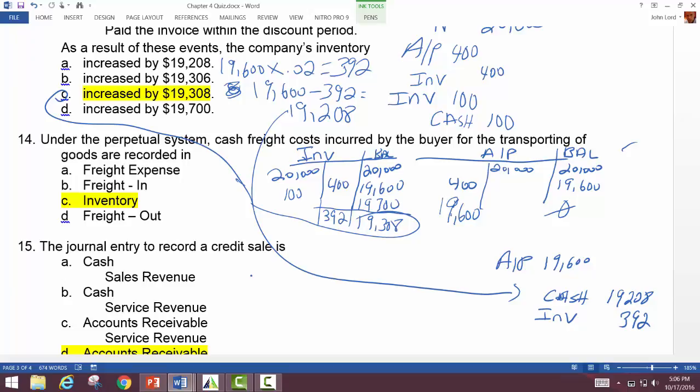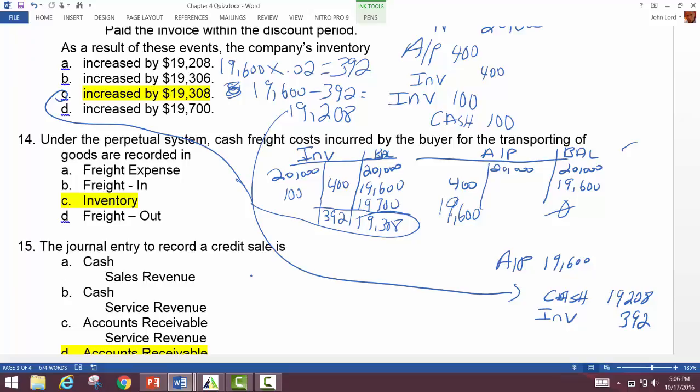Paying that off, and he accepts 19,208, so I credit the cash for that, and I credit the inventory for the 392 because I'm getting a discount on that inventory, right? So I have to reduce the inventory for the amount that I'm discounting. That gives me then the total cost of the inventory is 19,308.